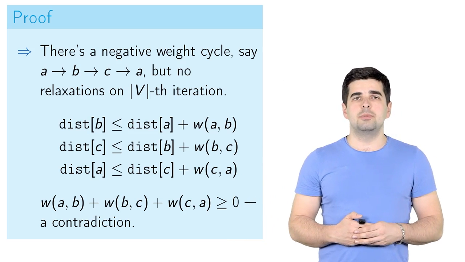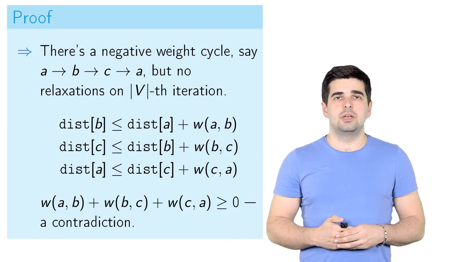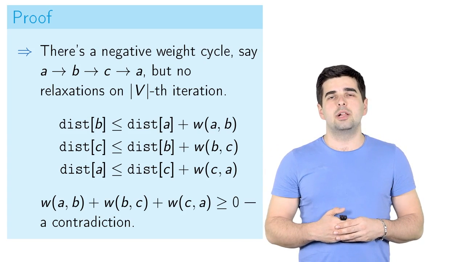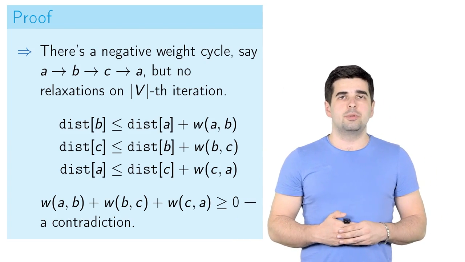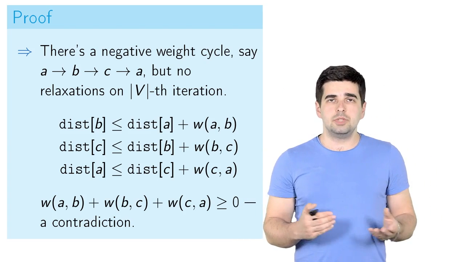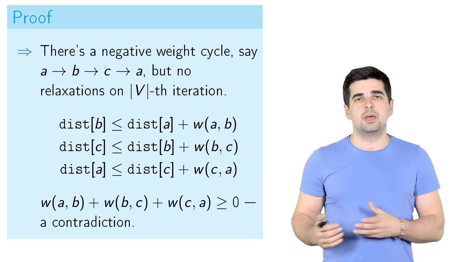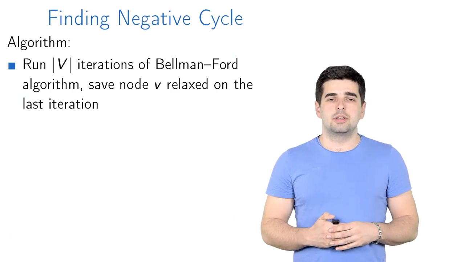So we proved our lemma, and now we know how to detect negative weight cycles in the graph. We just do one additional iteration of Bellman-Ford's algorithm, and it doesn't increase its asymptotic complexity, its running time. And now we can determine whether the graph is good or bad, whether it contains negative cycles or not.